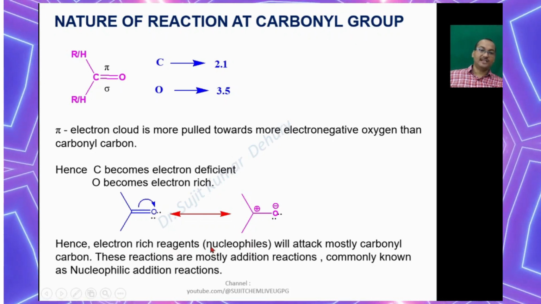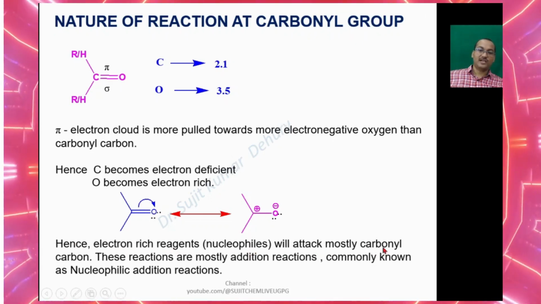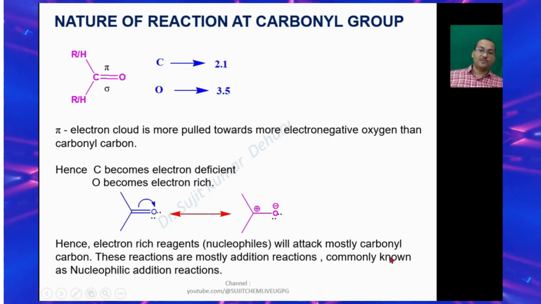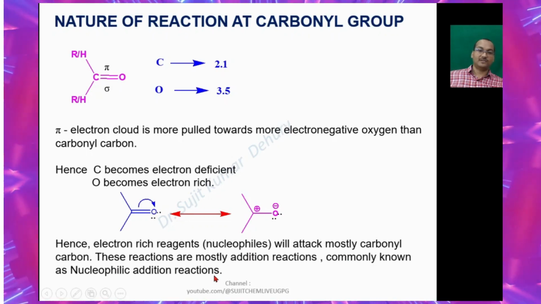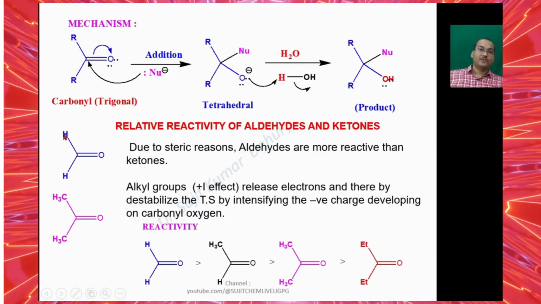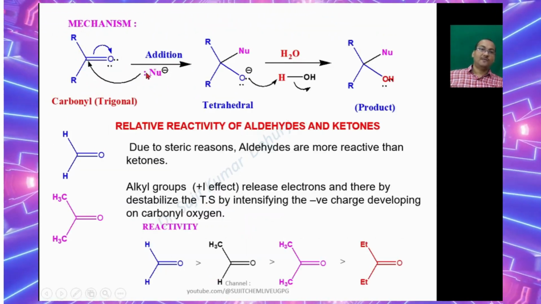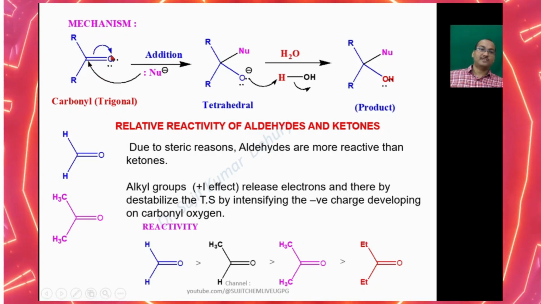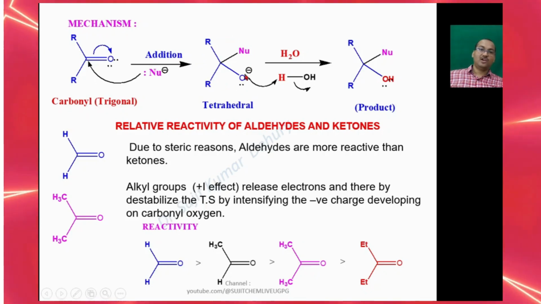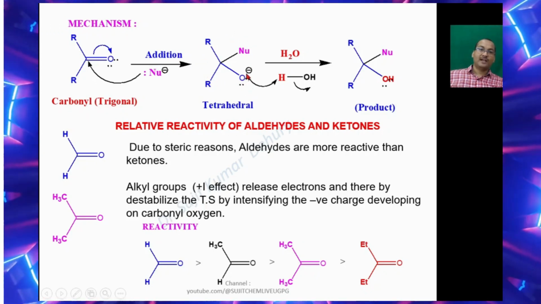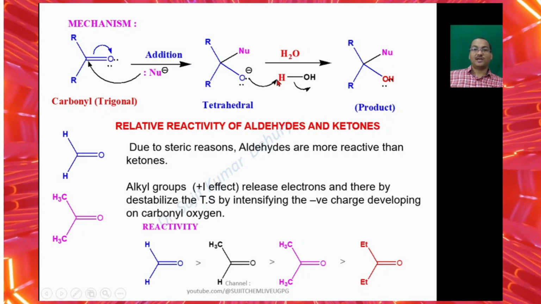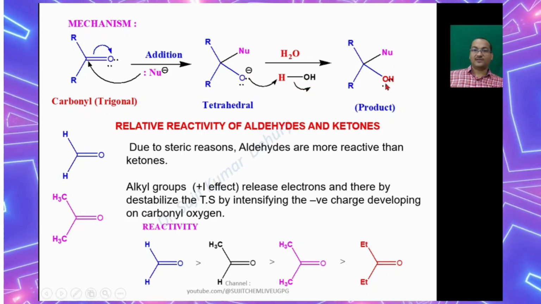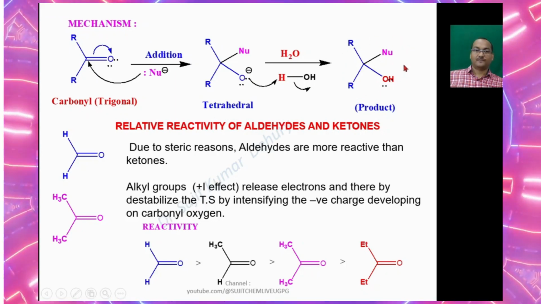Hence electron-rich reagents, nucleophiles, will attack mostly the carbonyl carbon. So these reactions are mostly addition reactions, commonly known as nucleophilic addition reactions. If we look at the mechanism, the nucleophile will attack this carbonyl carbon and this C=O double bond will break on oxygen. As a result, you end up with a tetrahedral intermediate, and this O minus will take the proton from the solvent. So this H-OH bond will break on OH. As a result, you get the nucleophilic addition product.